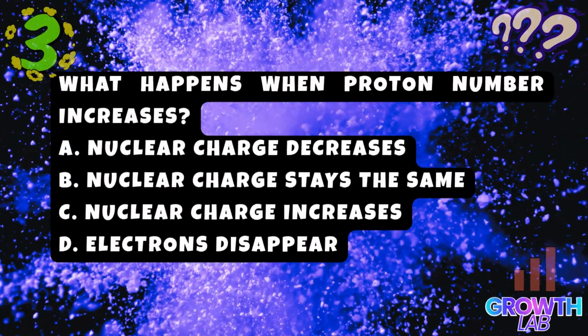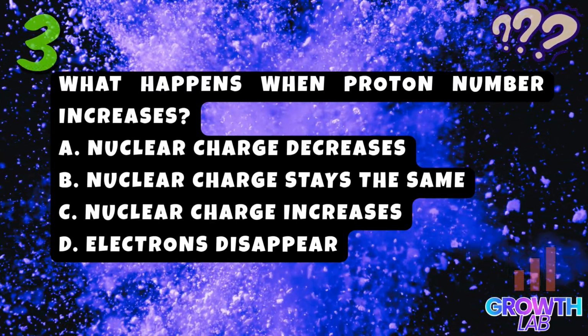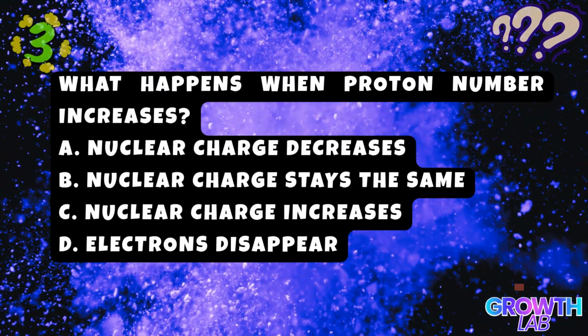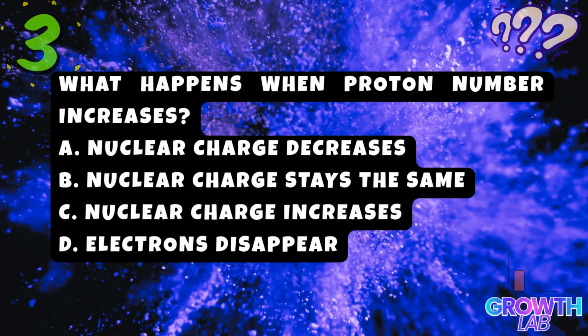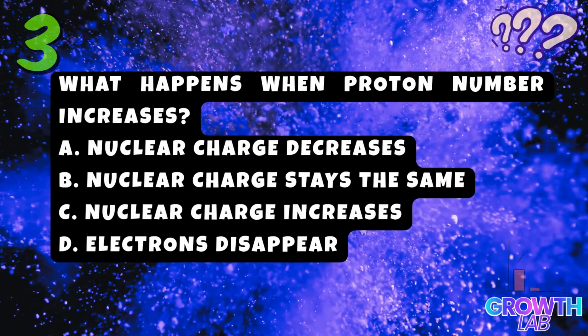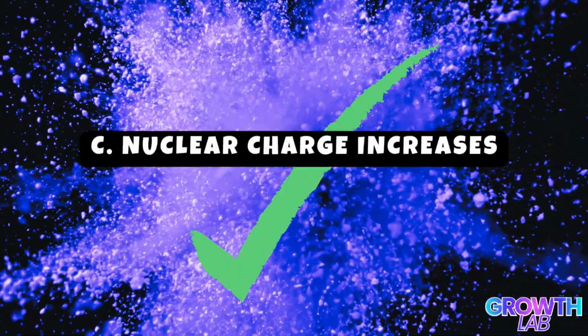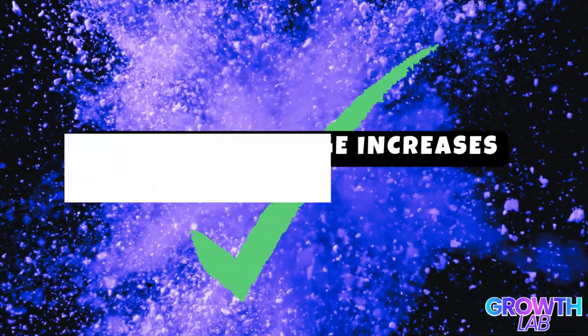Question 3. What happens when proton number increases? Answer options are: Option A, nuclear charge decreases. Option B, nuclear charge stays the same. Option C, nuclear charge increases. Option D, electrons disappear. Correct option is option C, nuclear charge increases, because more protons increase attraction to electrons.